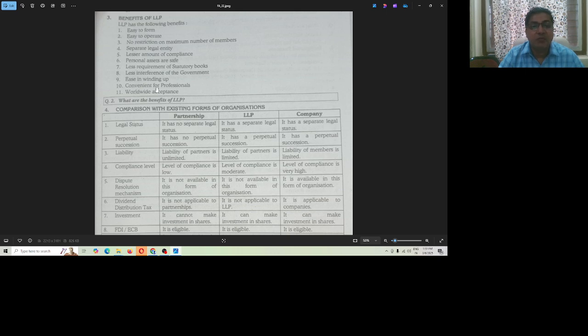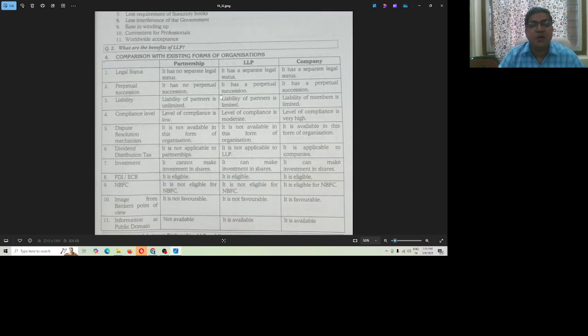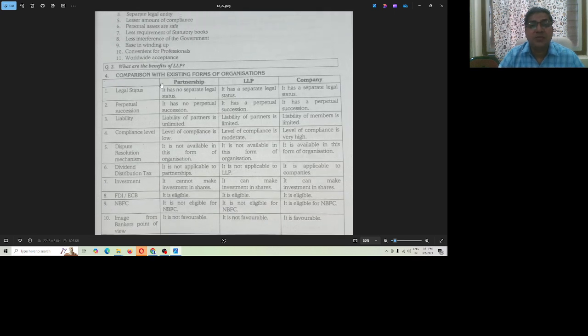Convenient for professionals, those who are professional persons, doctors, lawyers, architects, and sometimes construction and real estate businesses; they can follow the LLP. Worldwide acceptance: it is accepted worldwide, and in our India also it is accepted. It started from 2008.